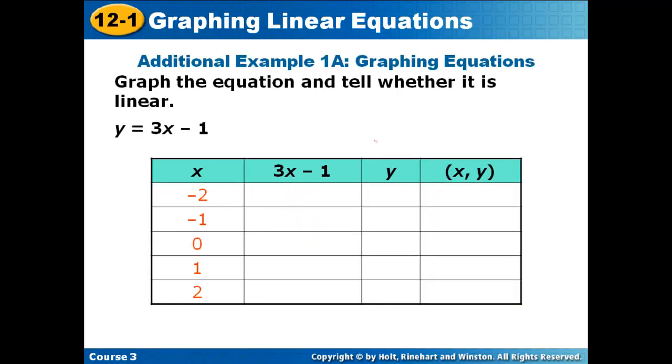We have y equals 3x minus 1. How will we graph this one? First, we will draw a table with x values -2, -1, 0, 1, and 2. How did I get these numbers? I chose them from my mind. I can choose any number I want, so you can choose any numbers here.